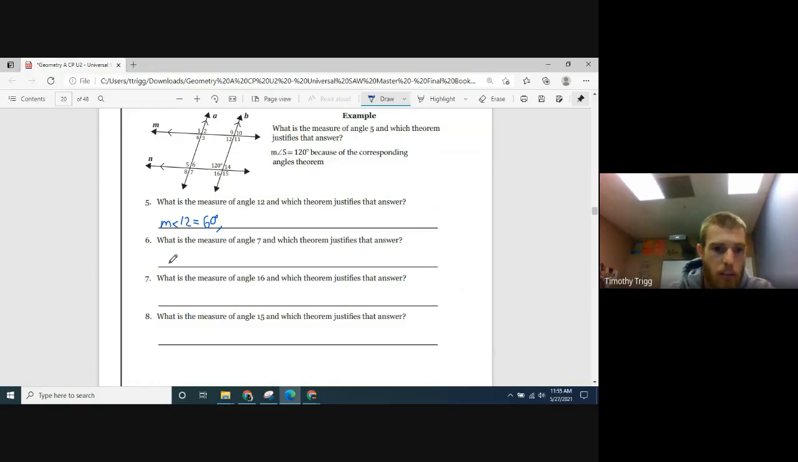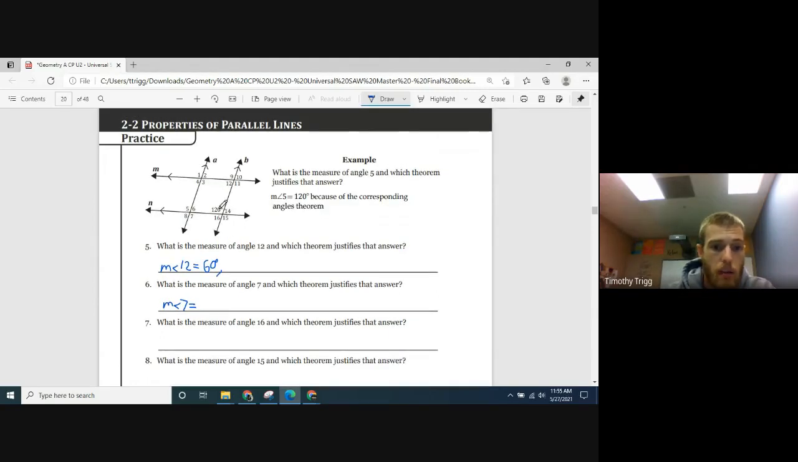What is the measure of angle 7? The measure of angle 7 equals, well, again, we're going to relate it to this 120. So here's angle 7 here. What was the relationship there? Well, they're on alternate sides. They certainly look congruent, right? They're open the same amount. You can see they're open the same amount. Yeah, so that's 120 degrees.